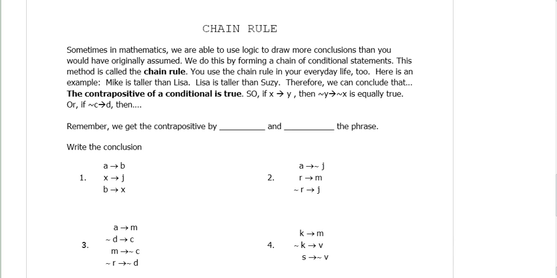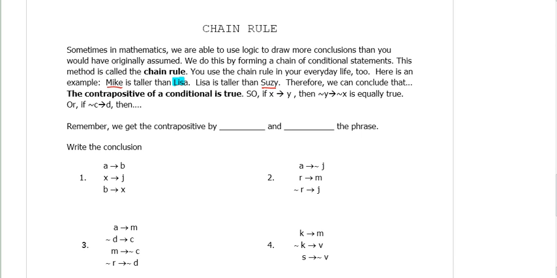We do this by forming a chain of conditional statements. This method is called the chain rule. You use the chain rule in your everyday life too. Here's an example. Mike is taller than Lisa. Lisa is taller than Susie. Therefore, we can conclude that Mike is taller than Susie.